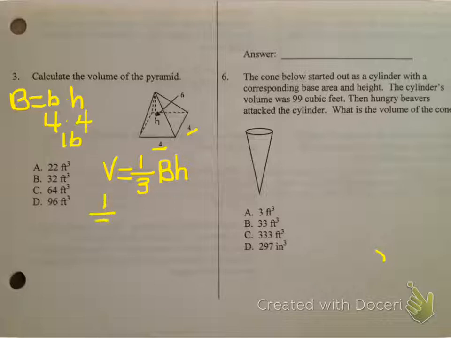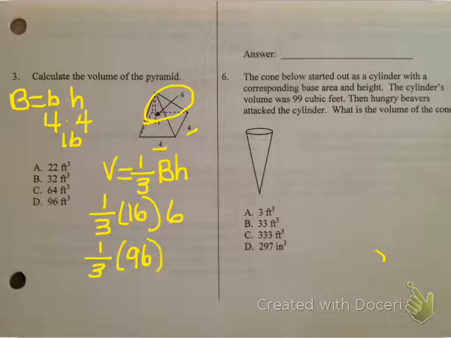So 1/3 times our capital B, which is 16, times the height of the pyramid, which is marked right there, 6. So we go ahead and we multiply. We get 1/3 times 96, and 1/3 of 96 is 32 feet cubed. So the answer here is B.